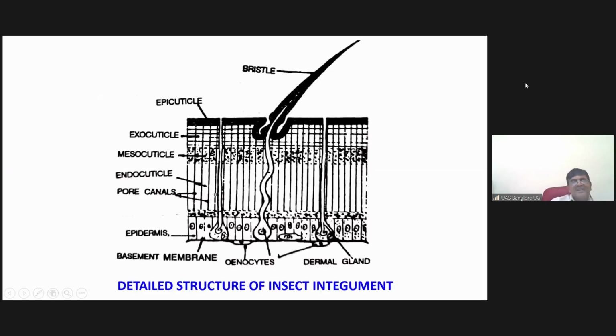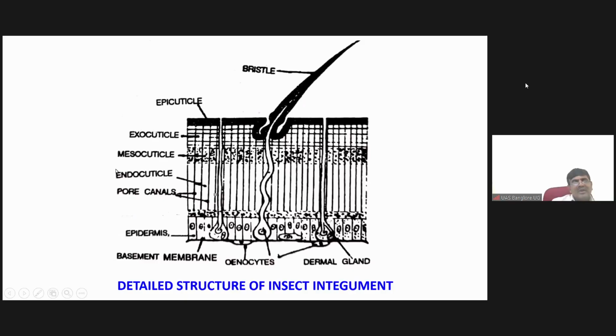Some of the epidermal cells are modified into enocytes, dermal glands, and exocrine glands. The layer above the epidermis is called the cuticle. I told you the outermost layer of the insect body is called the epicuticle, which is marked in this black color.